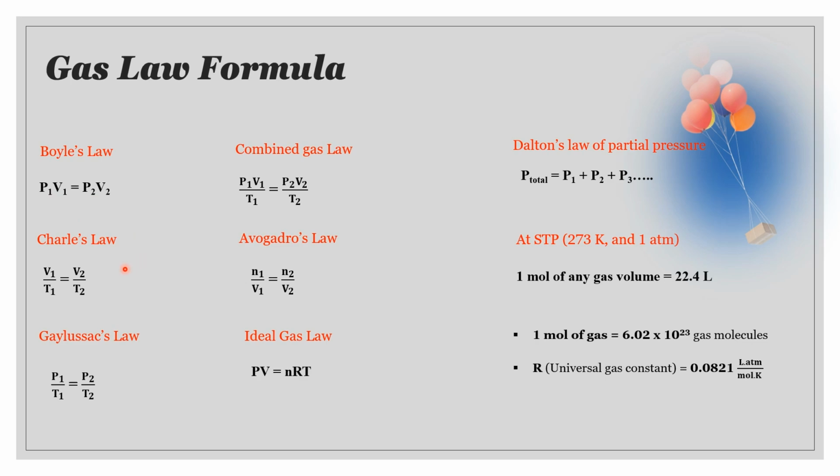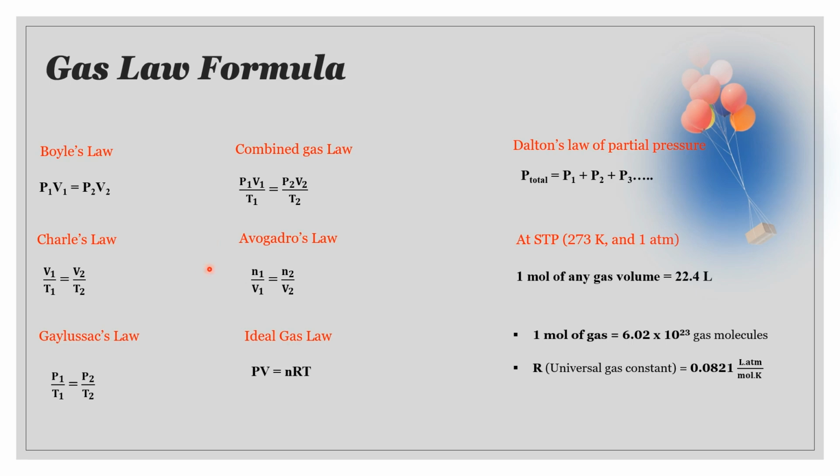Charles law. Charles law V1 over T1, that is initial conditions, is equal to V2 over T2. Gay-Lussac's law. P1 divided by T1 is equal to P2 divided by T2. These are the first three gas laws: Boyle's law, Charles law, and Gay-Lussac's law. If we combine the first three gas laws together, we call it the combined gas law. Combined gas law formula is P1 V1 divided by T1 is equal to final conditions P2 V2 divided by T2.